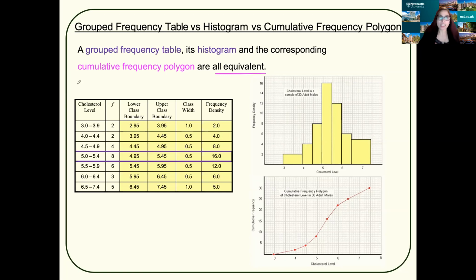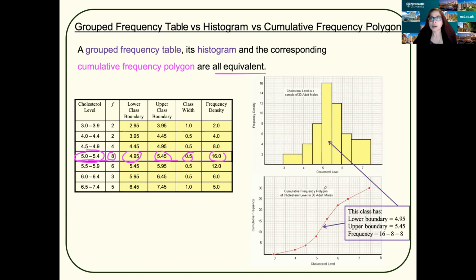Let me take one class, 5.0 to 5.4, to understand this. The class boundaries are 4.95 and 5.45. That is, the lowest value this class can take is 4.95, and the highest value this class can take is 5.45. The class width is 0.5, the frequency density is 16, and the frequency is 8.